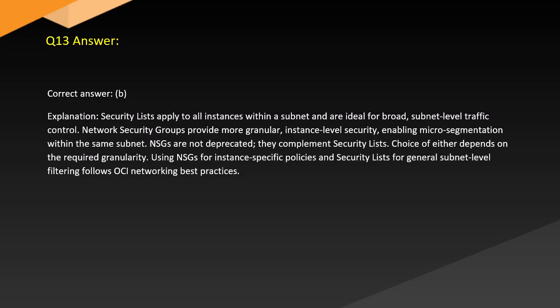Answer. Correct answer: B. Explanation. Security lists apply to all instances within a subnet and are ideal for broad subnet-level traffic control. Network security groups provide more granular instance-level security, enabling micro-segmentation within the same subnet. NSGs are not deprecated. They complement security lists. The choice of either depends on the required granularity, using NSGs for instance-specific policies and security lists for general subnet-level filtering, which follows OSI networking best practices.